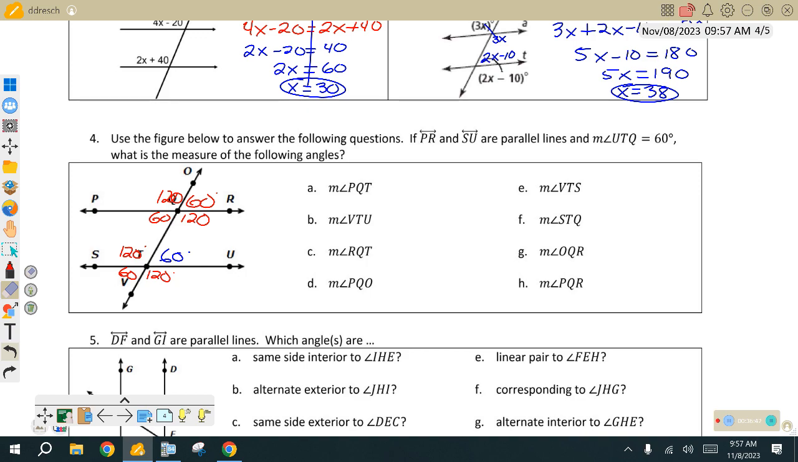All right, we got PQT. What's somebody got for PQT? 60. Somebody got VTU? 120. RQT? PQO? VTS? STQ? OQR? And PQR? Ooh, I tricked you on that one, didn't I? What's that? What's that? Oh, okay.